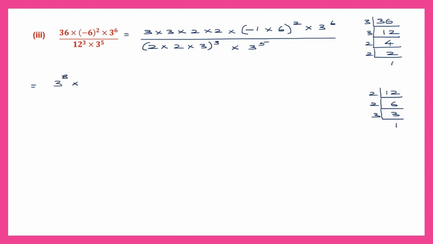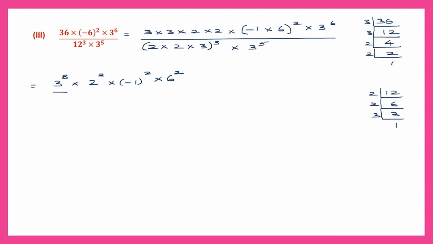So 2 we have raised to the power of 1 plus 1, 2 to the power of 2. 1 plus 1 is 2. Now here, we are going to open the brackets. So when you open the brackets, each number inside will be carried to this power. That means minus 1 is raised to the power of 2 and 6 is raised to the power of 2. So let's write that. Minus 1, because it's negative, I'm putting brackets, is raised to the power of 2 into 6 is raised to the power of 2. And this 3 to the power of 6 we've already included here. So we don't have to write that again.